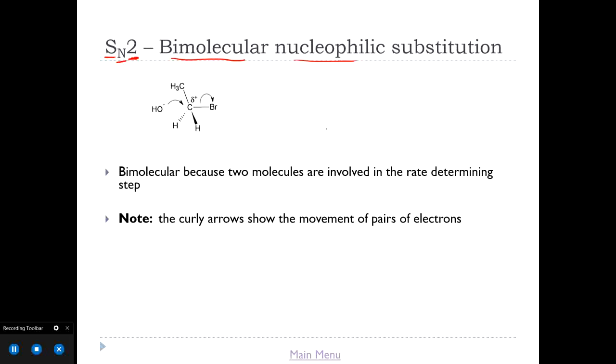Why bimolecular? Because two molecules are involved in the rate determining step. When this reaction happens, two molecules are moving at the same time. In the reaction, we use curly arrows to show the movement of pairs of electrons. So let's put our pair here on the hydroxide. We have our negative hydroxide. We have our halogenoalkane.